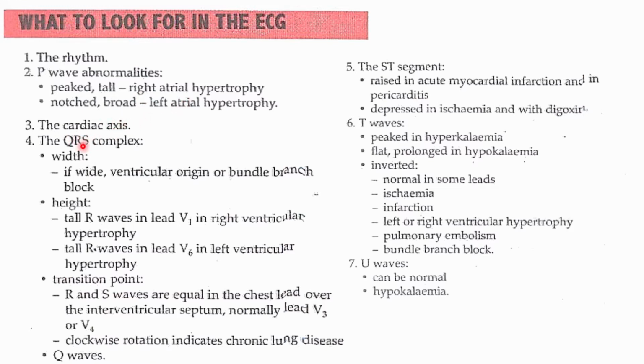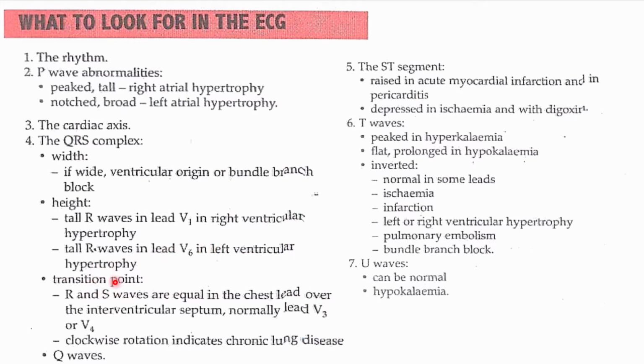We'll look at the QRS complex. We ask ourselves, is it wide? If it's wide, then there's usually a ventricular origin or a bundle branch block. We look at the height of the QRS complex. If you get tall R waves in lead V1, that's indicative of right ventricular hypertrophy. If you get tall R waves in lead V6, that is usually indicative of left ventricular hypertrophy.